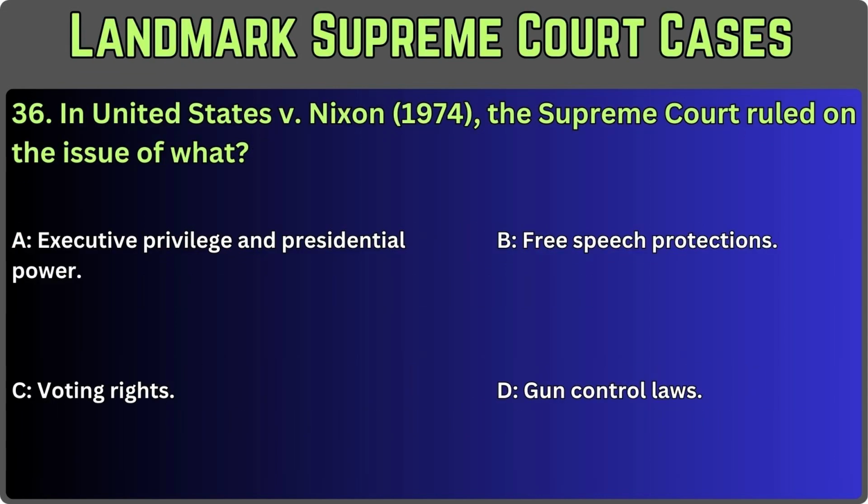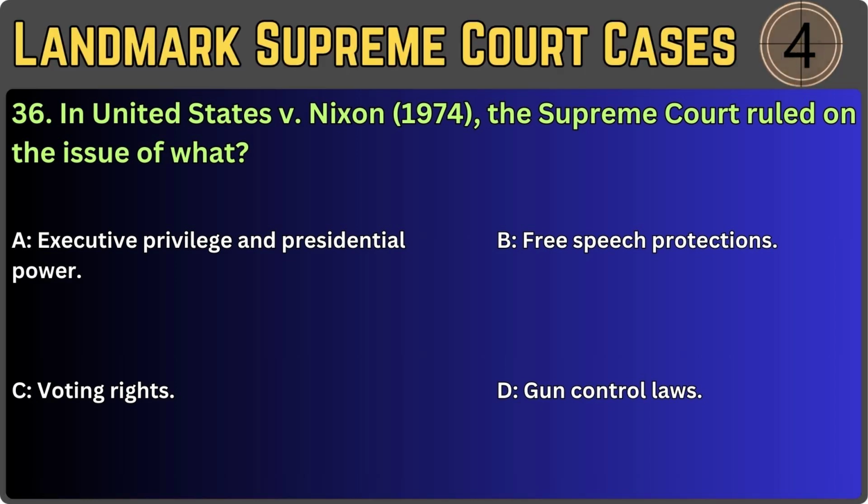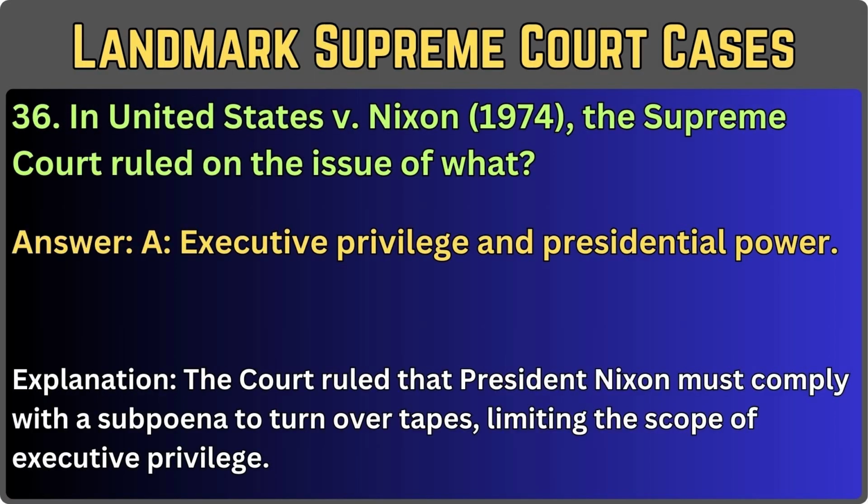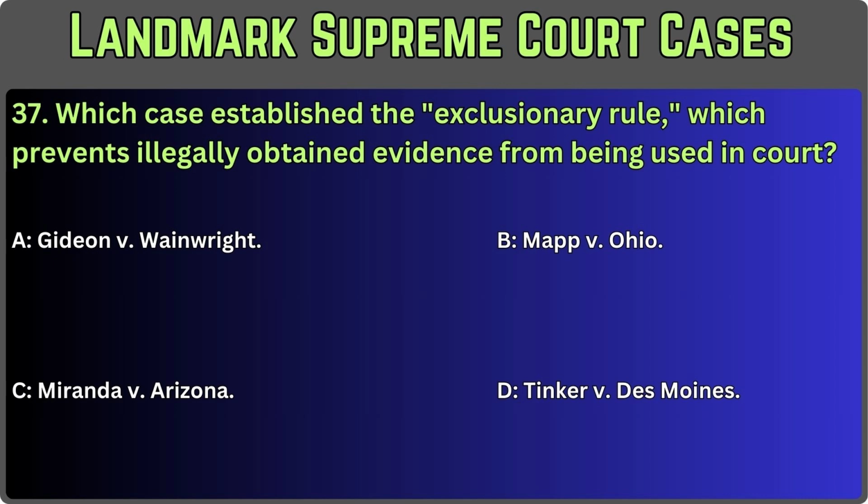36. In United States v. Nixon, 1974, the Supreme Court ruled on the issue of what? A. Executive privilege and presidential power. B. Free speech protections. C. Voting rights. D. Gun control laws. Answer. A. Executive privilege and presidential power. Explanation. The court ruled that President Nixon must comply with a subpoena to turn over tapes, limiting the scope of executive privilege.